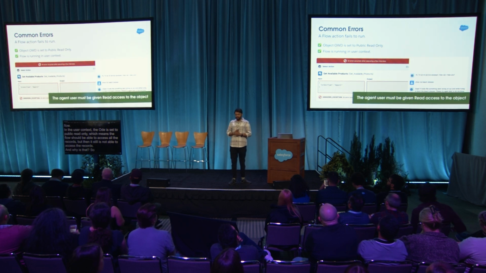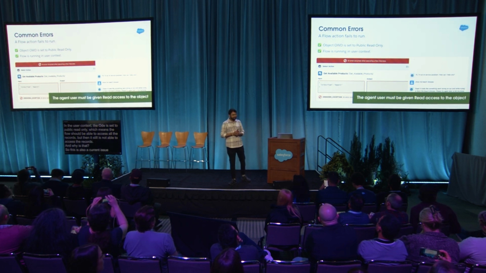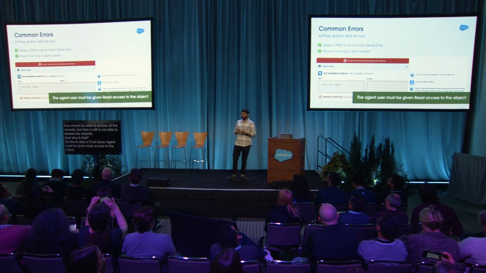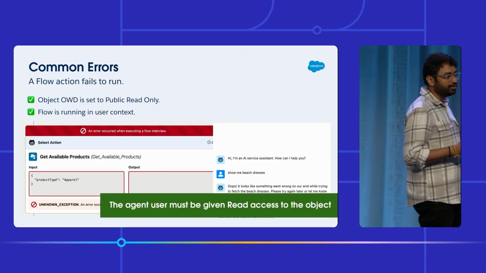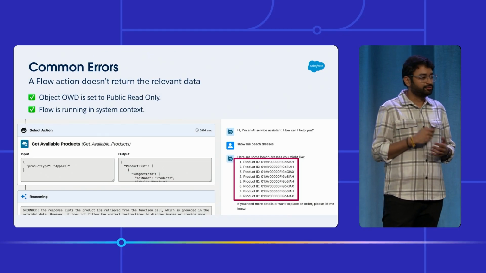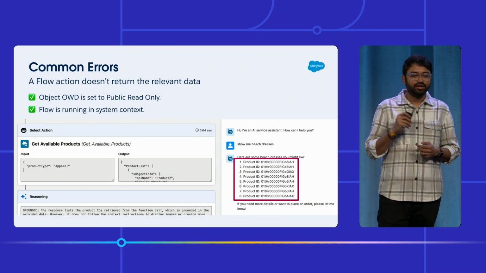So this is also a CRUD issue. The agent must be given read access to the object. If any permission is missing, then you are going to run into errors. Despite your flow being run in any mode, you're going to see the same kind of errors. That is what I try to show in the next screen.